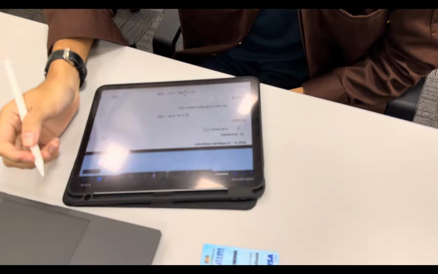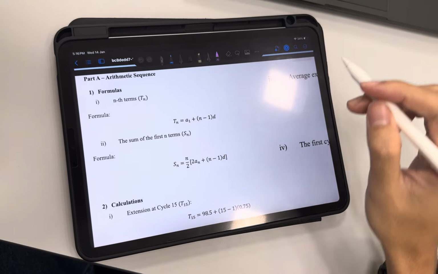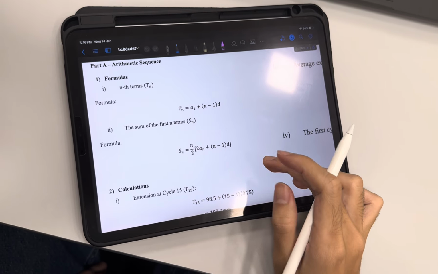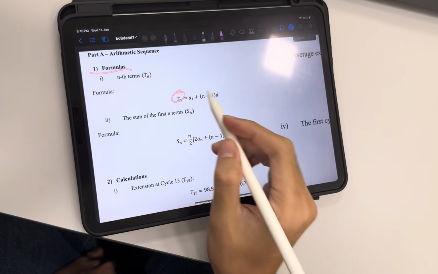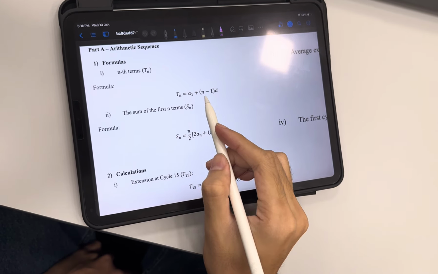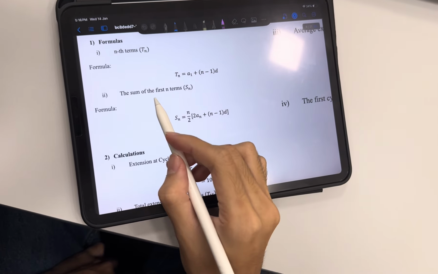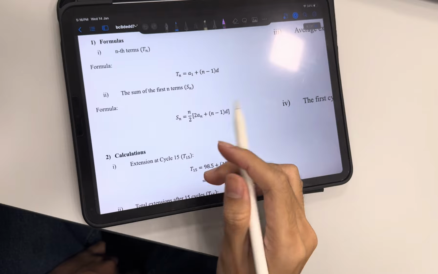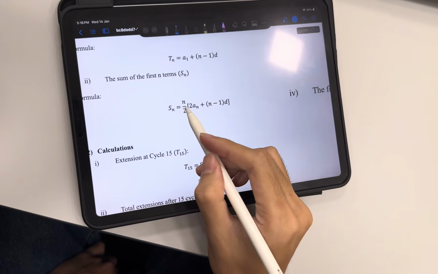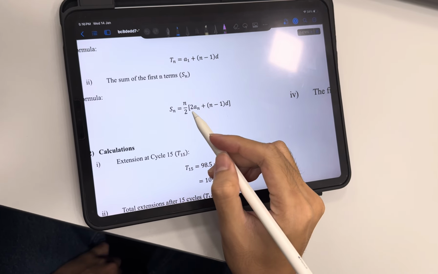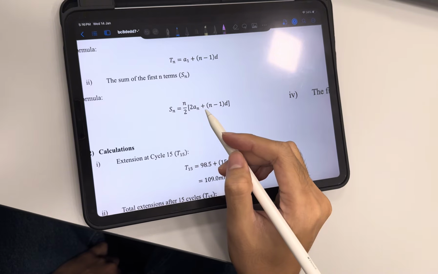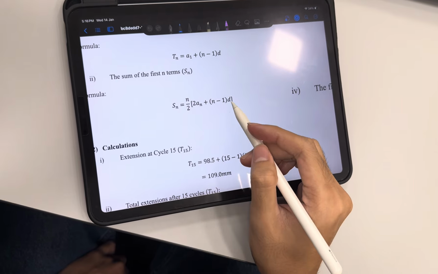So we start part A, arithmetic sequence. Number 1 is the formula. We use the Tn formula: Tn equals a1 plus n minus 1 times d. Next we use the sum of the first n terms formula, Sn equals n over 2 times 2 times a1 plus n minus 1 times d.